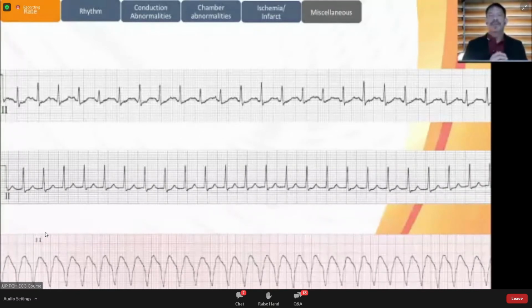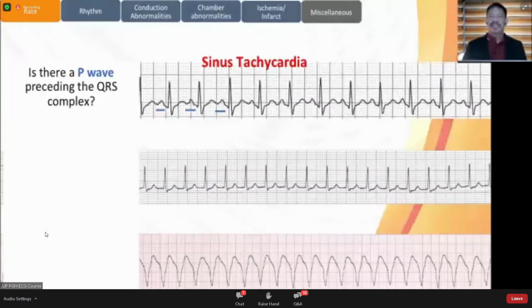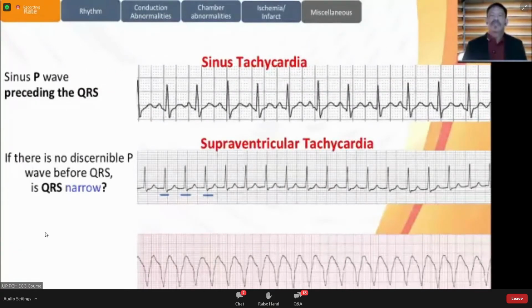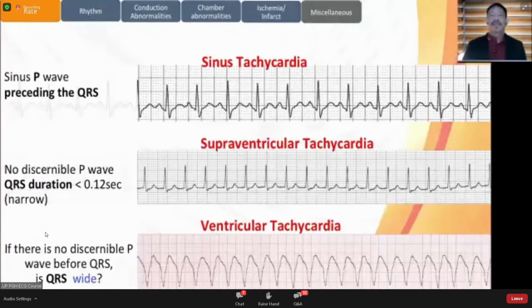To have an idea about the tachycardia, we will have a similar approach. Is there a P wave preceding every QRS? Do they look the same and upright in lead 2? If yes, then consider sinus tachycardia. On the other hand, supraventricular tachycardia is considered if there is no obvious or discernible P wave. It may be buried in the QRS, and the QRS interval is generally narrow. If the QRS is wide or bizarre in appearance, then think of ventricular tachycardia.